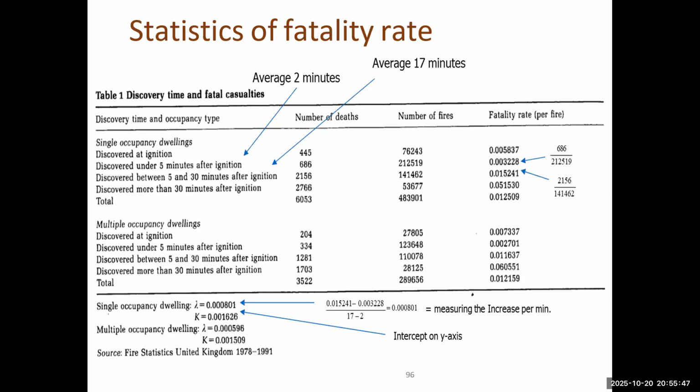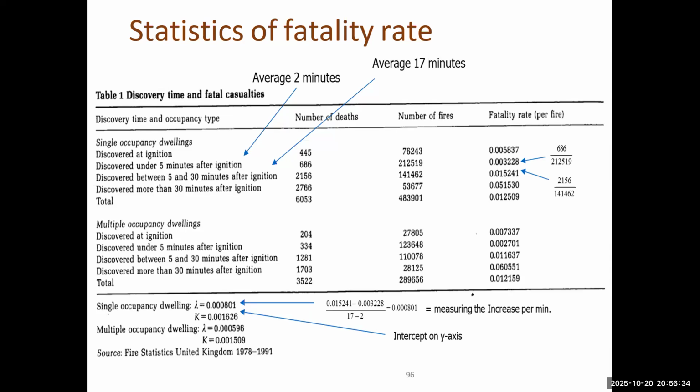So we can see in Table 1, look at the fatality rate per fire. In a single occupancy dwelling, if a fire is discovered at ignition, the fatality rate is relatively very low, at around 0.0005. And if it is discovered within 5 minutes, it remains low. But if the discovery is delayed between 5 and 30 minutes, the rate nearly triples. So that means we need to discover our fire risk as soon as possible.